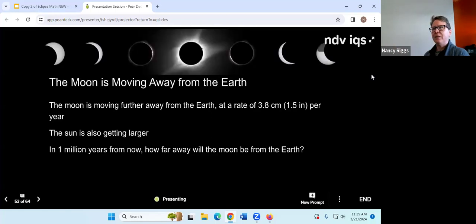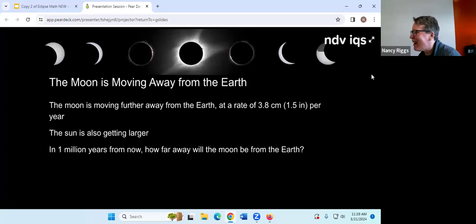You may not know this, but the moon is actually moving further away from the Earth. So it's not just a random question if I ask, what if the moon was further away? Because the moon is actually moving away from the Earth. Now it's moving incredibly slowly, at about 1.5 inches a year. That's about that much. That's pretty slow, but it is moving away. Now the sun is also getting larger, and for those of you who know astronomy, eventually the sun is going to get so big that it encompasses the Earth.